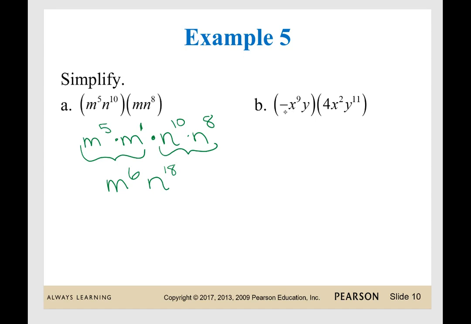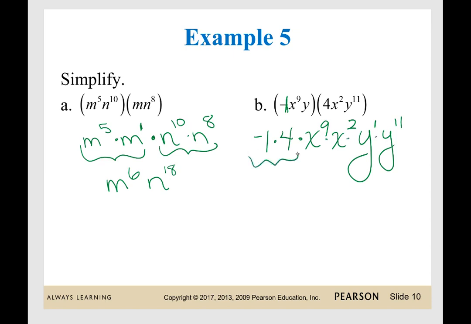All right, in example B, we do have coefficients on both of these. So I have a -1 here and a 4 here. So I'm going to do -1 times 4 first. Then I'm going to multiply my x's, x to the 9th times x squared. And then I'm going to multiply my y's, y to the 1st times y to the 11th.